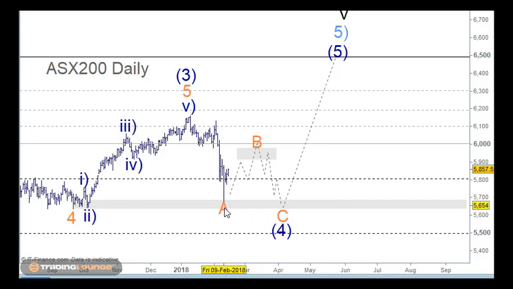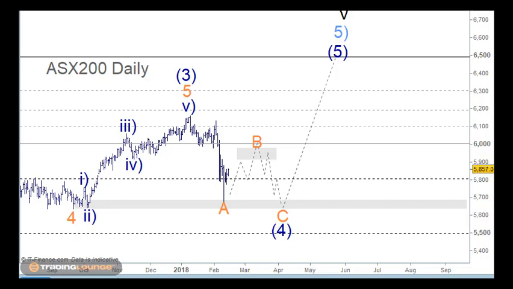Because the A wave has come all the way back down to pretty much the wave 4 of 1 lesser degree here, we're going to probably find that the C wave here is going to be short and not extend further down, but that's only an assumption at this particular point in the process.